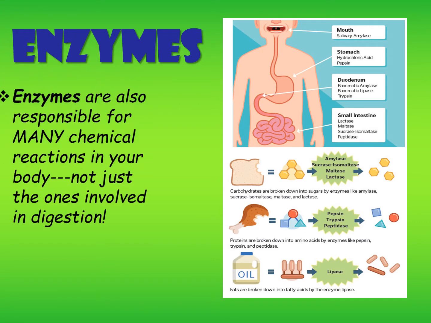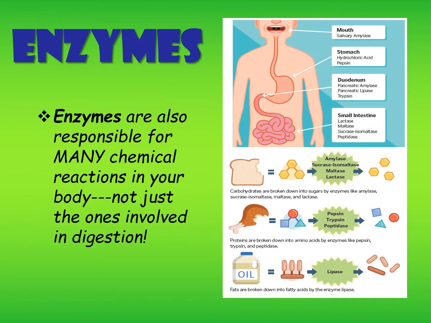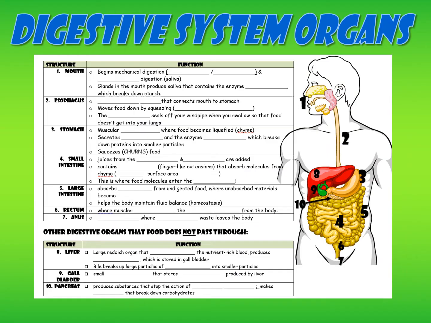So, enzymes are all over your body, responsible for many chemical reactions, not just the ones in digestion. You've got this picture in your notes that shows the main ones that we use in our bodies and where you find those working. So just know that. Now you'll move into the inside of your packet, which is basically going over the structures in your digestive system and the functions. And they are also noted here on the diagram. You should be able to identify these from a diagram. So make sure you're kind of looking over here as you're writing.